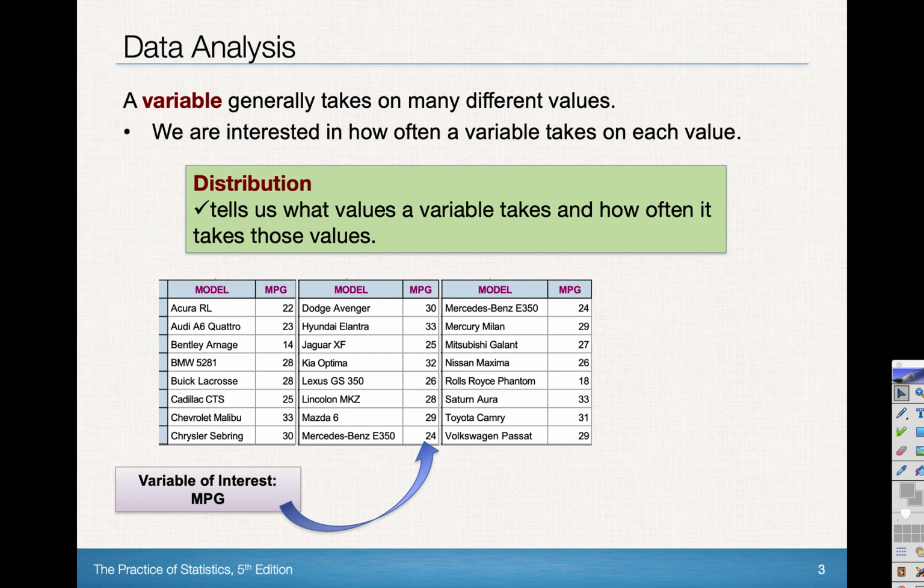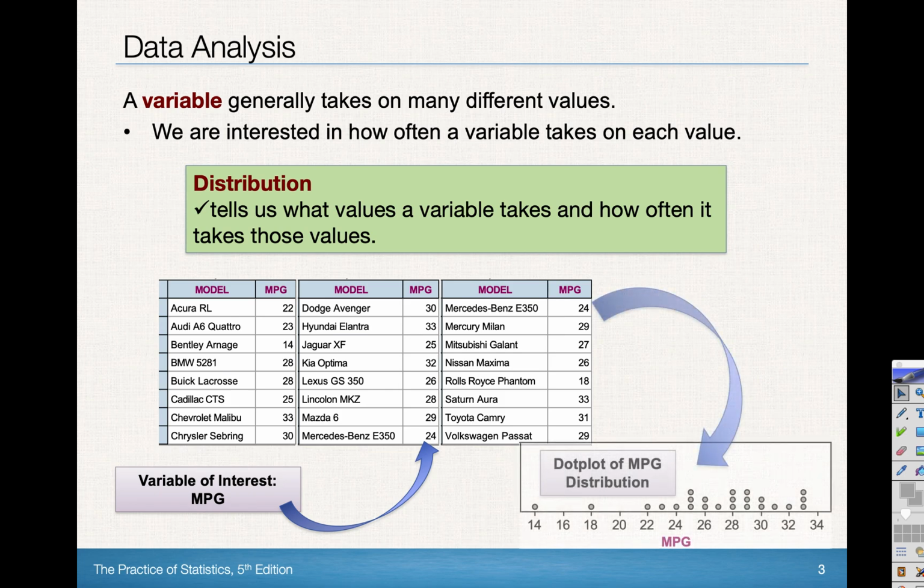For example, they took this data here, which is the miles per gallon that a car gets. So our variable of interest is miles per gallon. That is a quantitative variable. And we can take this and turn it into a distribution called a dot plot. This is one way to organize quantitative data. So this is a pictorial expression of the data that you see about the miles per gallon.